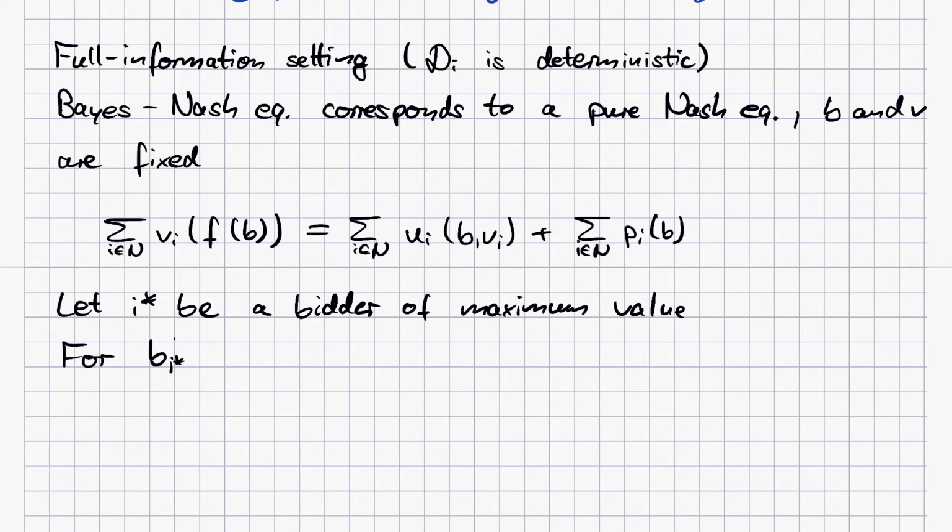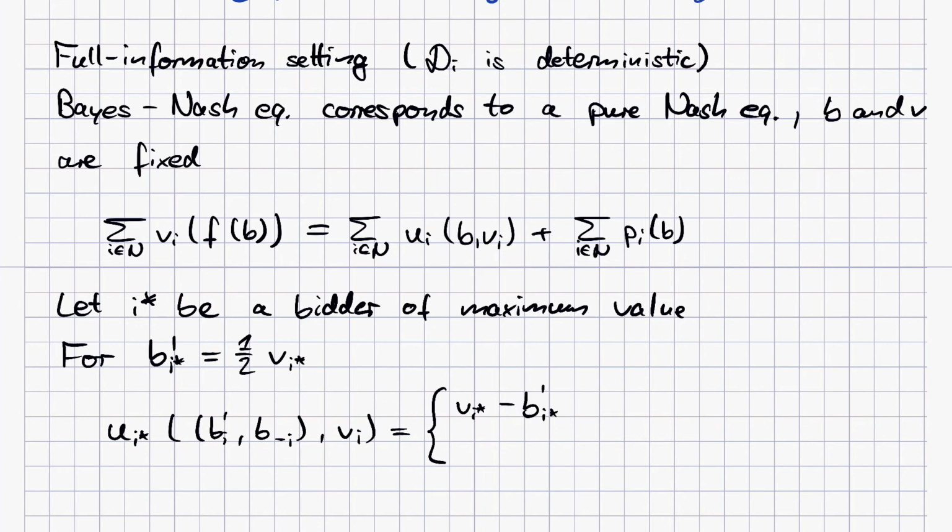So if I now bid half my value, what will my utility be? The utility of this bidder will be, well, either I now win the item, which means my value is vi star, my utility is vi star minus bi star prime. This should have a star too. Or it is 0 otherwise.